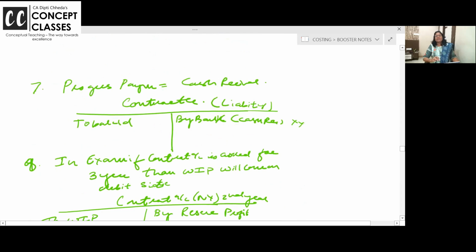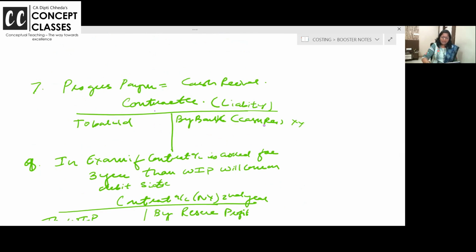Progress payment account. In contractor's book, contract account will be there. Sometimes for 2 marks, they are asking you to prepare contractee account. So bank account, debit to contractee account, whatever they pay and balance is carried down. This is settled when the contract is over.